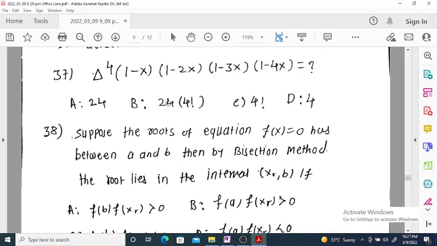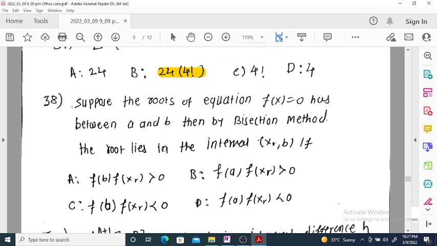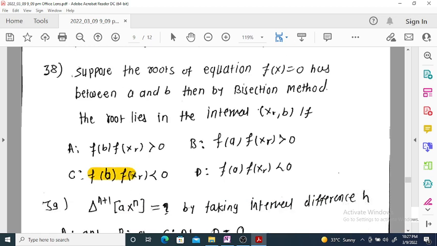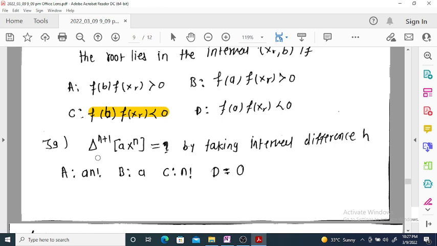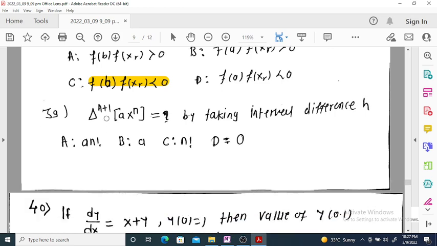Suppose the root of the equation f of x is equal to 0 lies between a and b. Then in the bisection method, the root lies in the interval xr to b if f of xr into f of b is less than 0. So this is the correct option. Now here the polynomial has degree n, and we take the n plus 1 power, so its n plus 1 difference is 0.